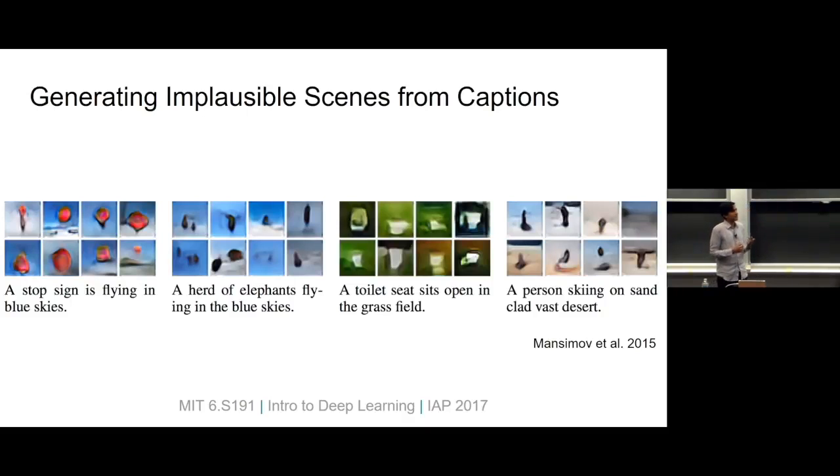And then they evaluated this model by feeding it some scenes which are highly implausible in the real world. They fed it "a stop sign is flying in blue skies," or "a toilet seat sits open in a grass field." And lo and behold, the model is able to capture the meaning of these words and what they look like well enough that it does a kind of convincing job of generating what a toilet seat sitting in a grass field might look like, even though it's almost certainly never seen this before. And so it can hallucinate or imagine or create things which are almost certain never to have existed in the real world.